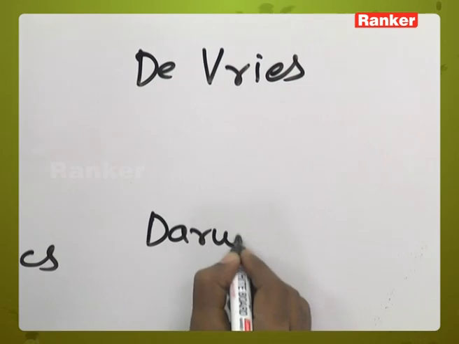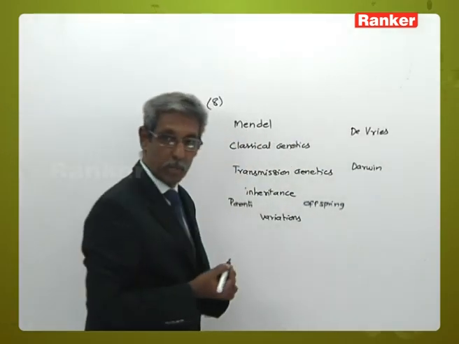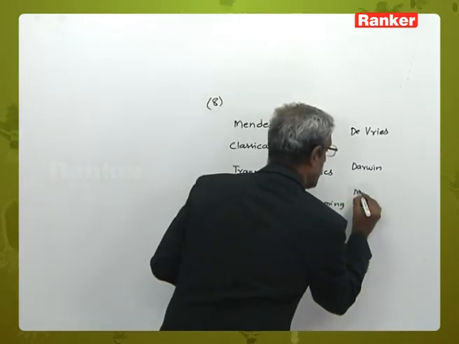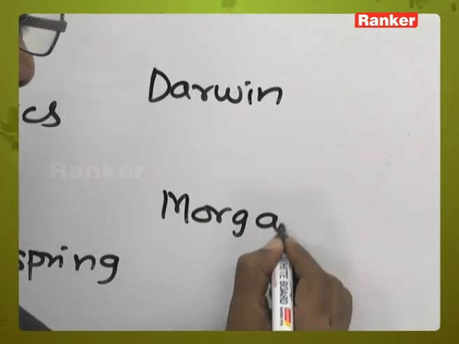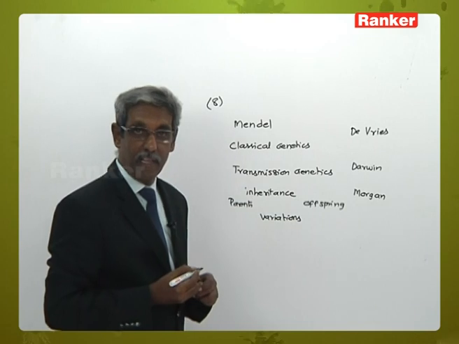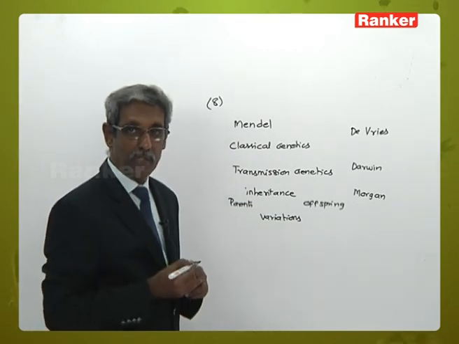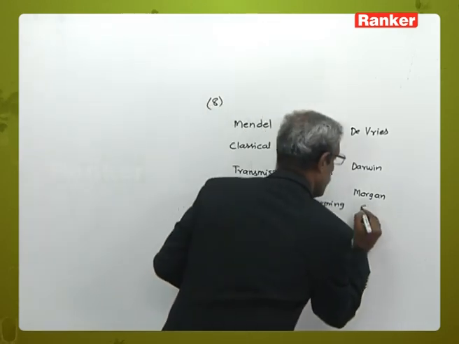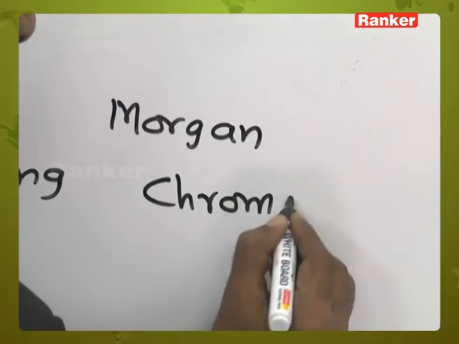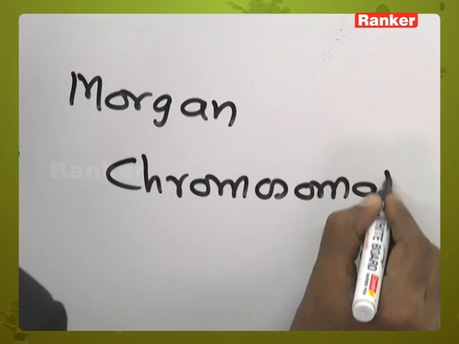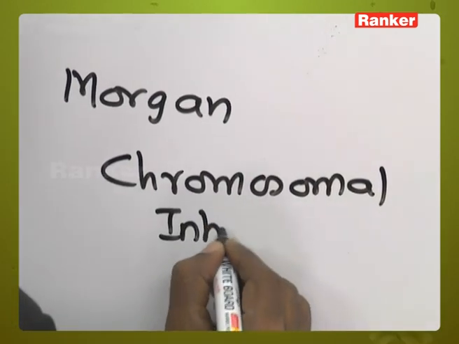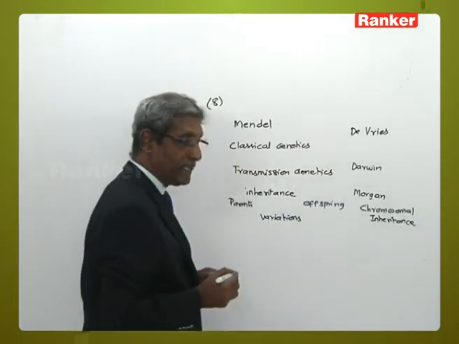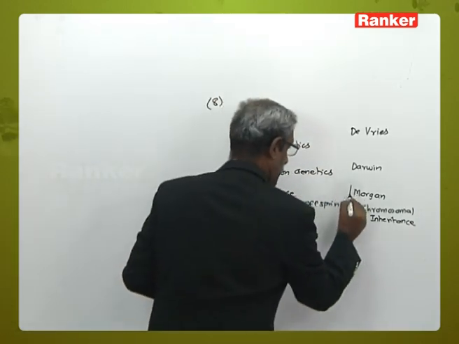Darwin, the next choice, relates to evolution, and Morgan is associated with sex linkage and sexual patterns of inheritance, or the chromosome pattern of inheritance. So, chromosomal inheritance as a basis was discovered by Morgan.